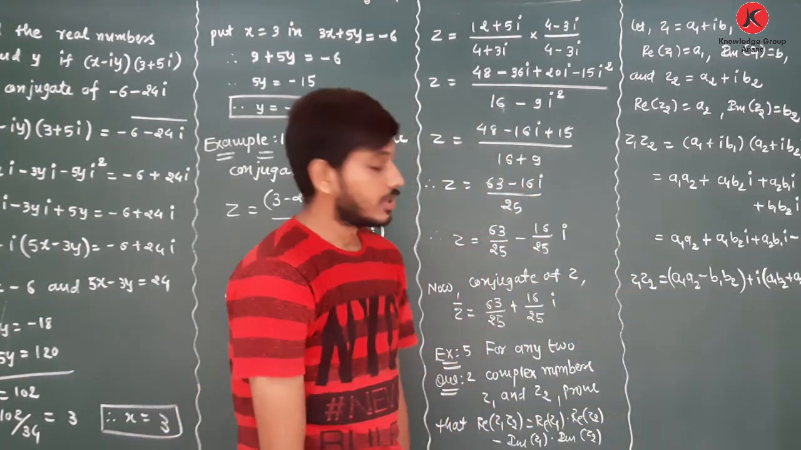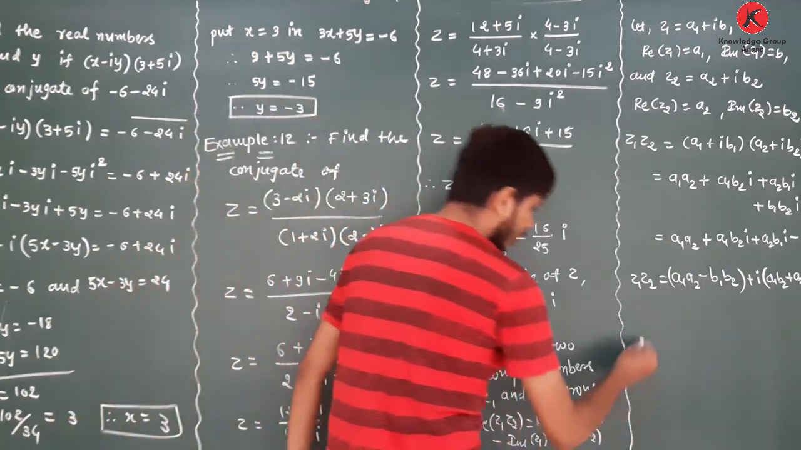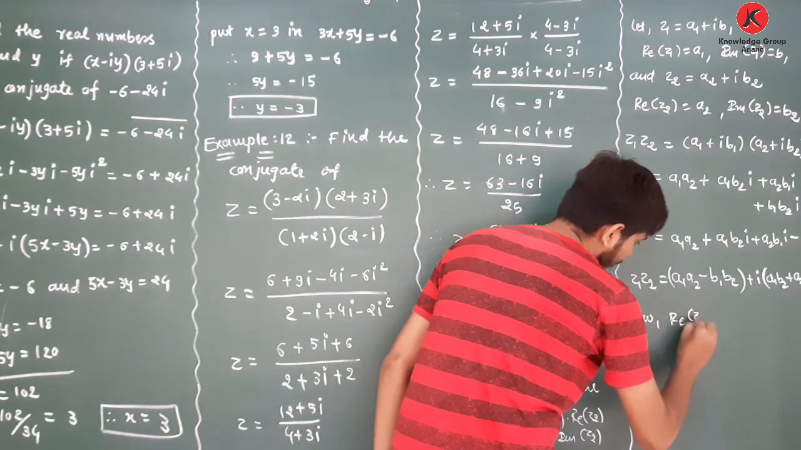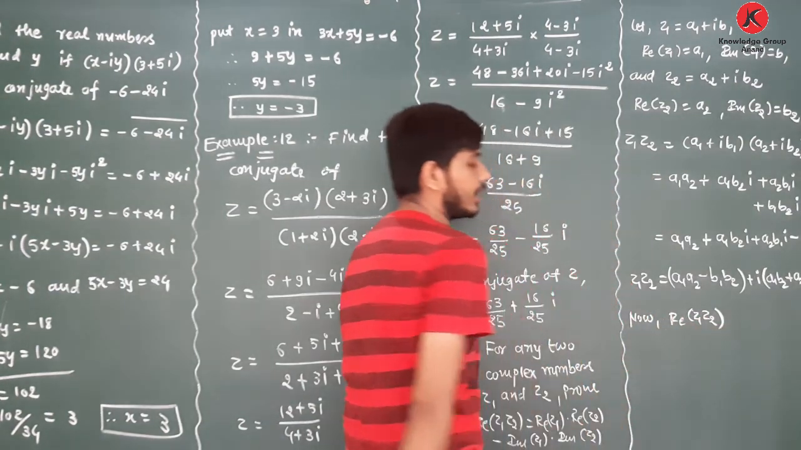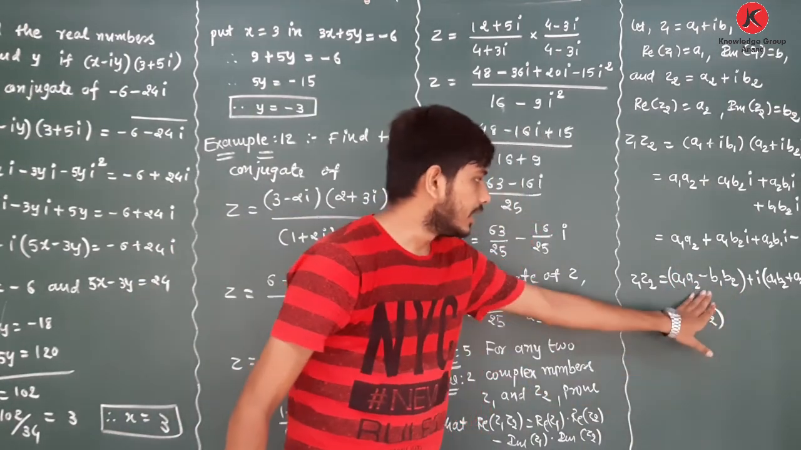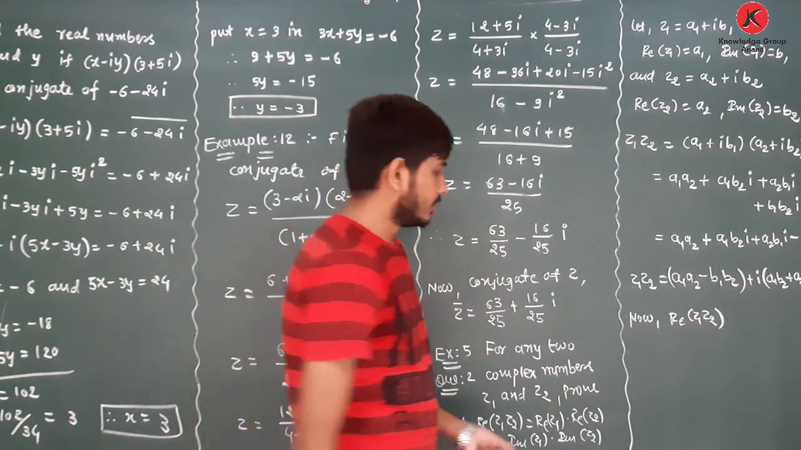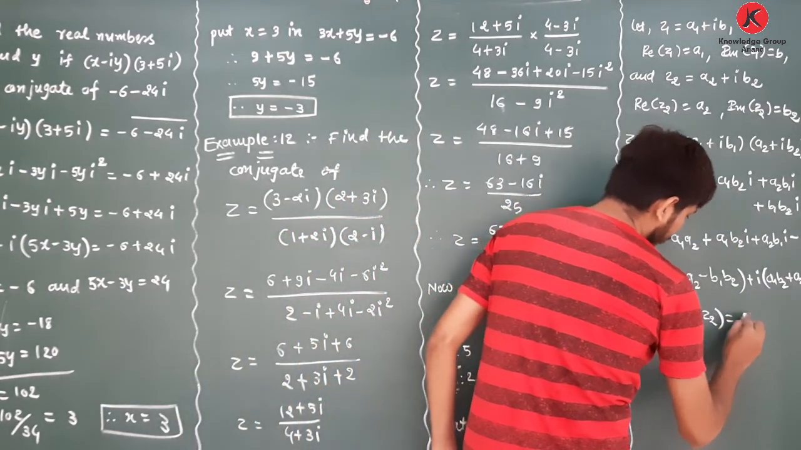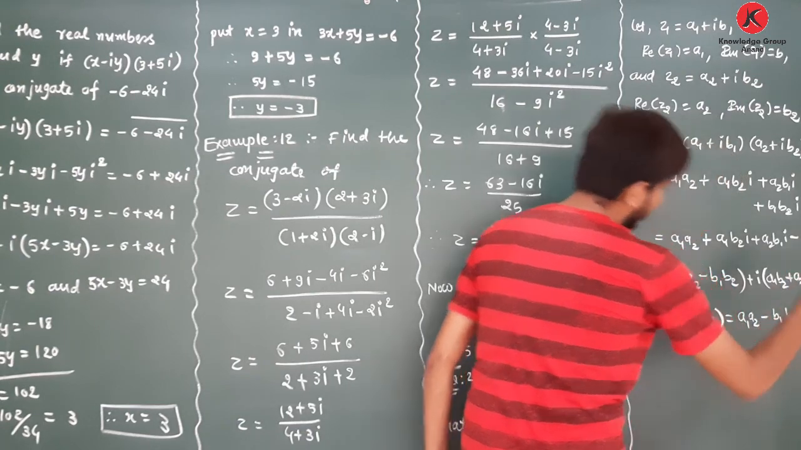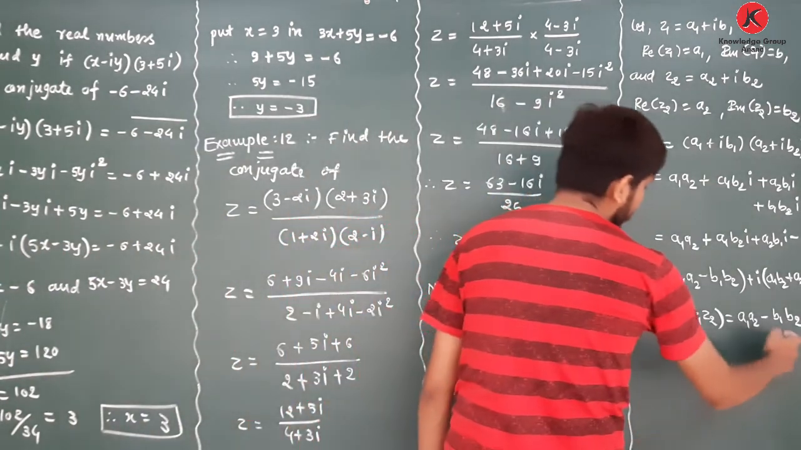Now see here, we want only the real part of z1 z2. So what is the real part of z1 z2? In the form a plus ib, this a is the real part. The real part of z1 z2 is a1 a2 minus b1 b2.